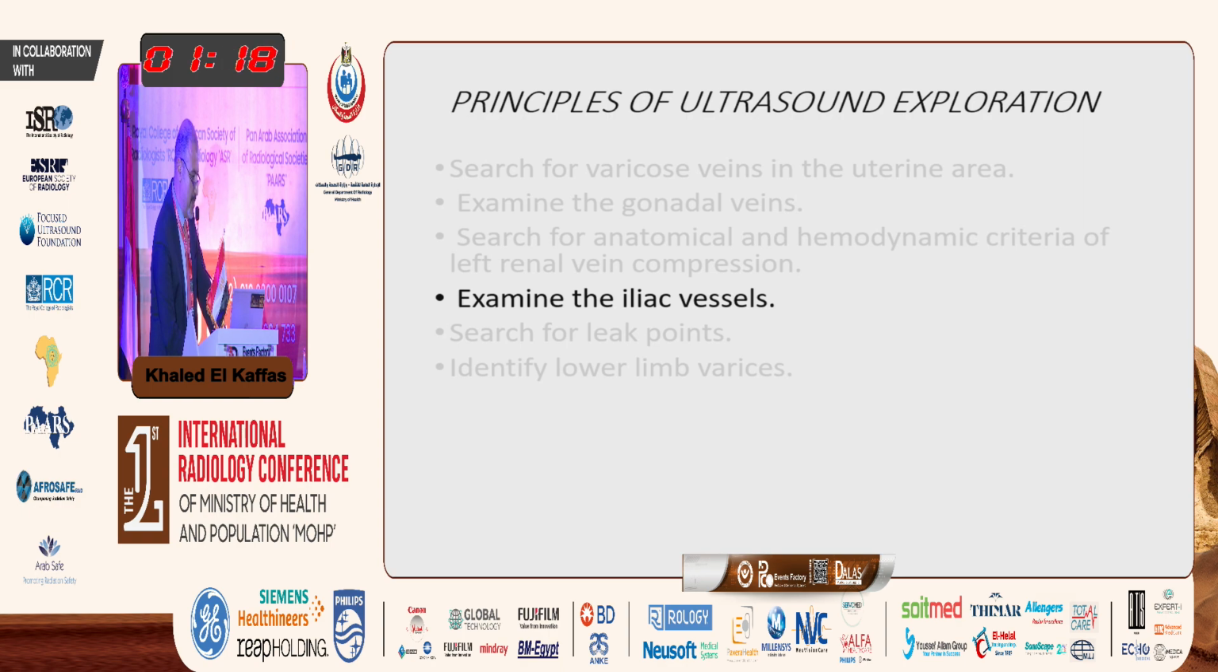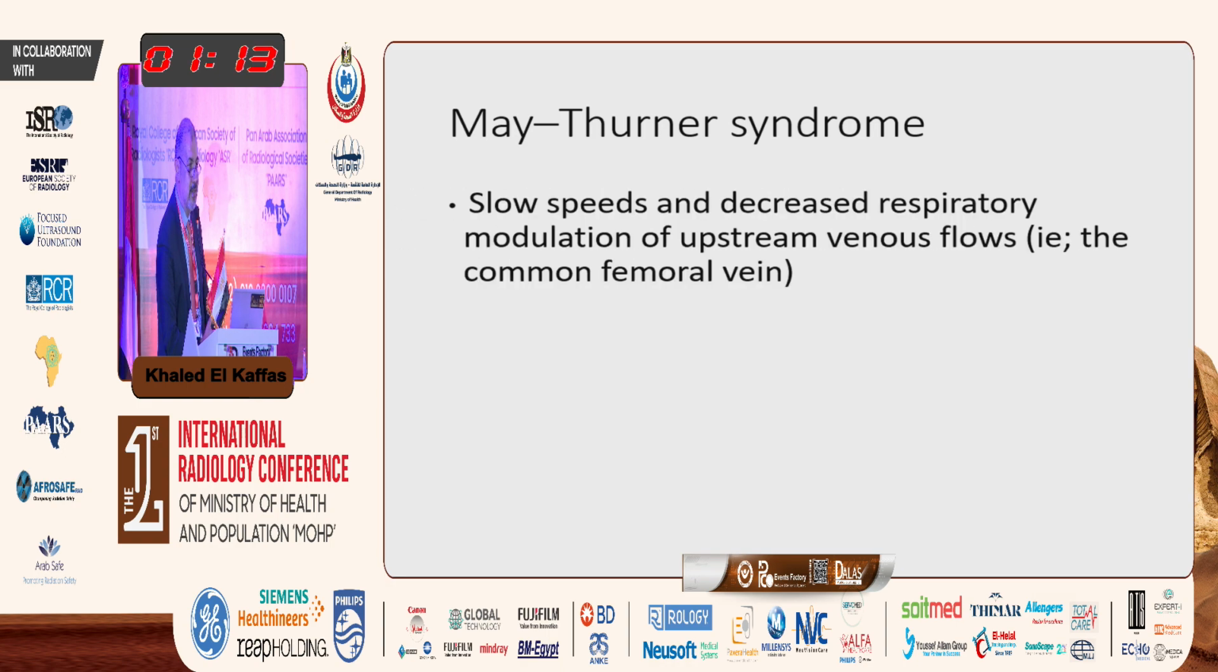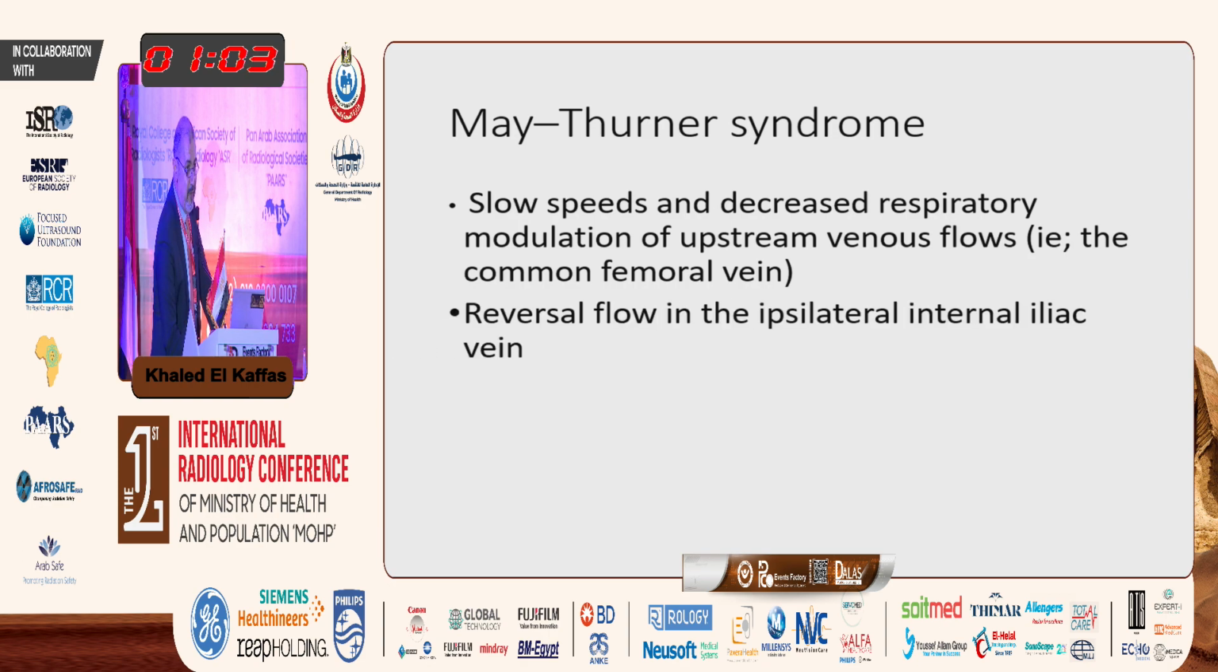We examine the iliac veins for May-Turner syndrome. May-Turner syndrome is also a compression syndrome. It's compression of the left iliac vein by the right common iliac artery. We also have clues, indirect signs, which may suggest this pathology. If we find very slow speed of flow within the common femoral vein on the left side more than the right side, where the right side is normal, we may suspect there is compression at the level of the iliac veins.